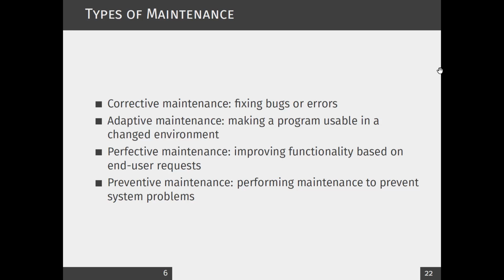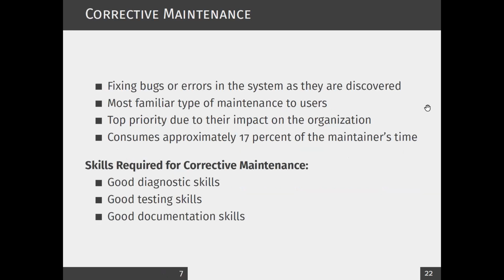So let's go into detail and try to understand what these different types of maintenance are. Now, if we start with corrective maintenance, this is the more common one which happens in the maintenance phase. Usually there will be a bug reported, and then a request for the maintenance group to fix it. So fixing the bugs or the errors in the system once they are discovered is what we call corrective maintenance. And this is the most familiar type.